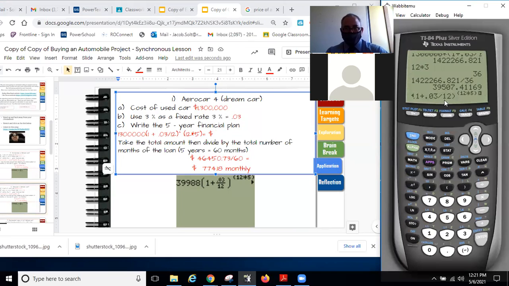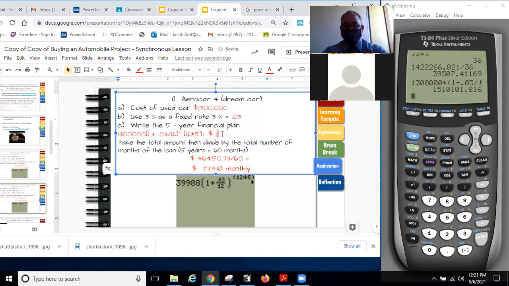All right, so I set it all up. I got it all in my calculator. I'm going to find out what this Aero car is like. Oh my goodness, 1.5 million now. So now this thing's costing me 1,510,101.82. Okay, that's what the Aero car 4.